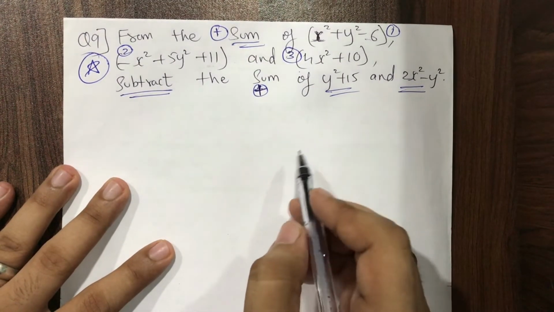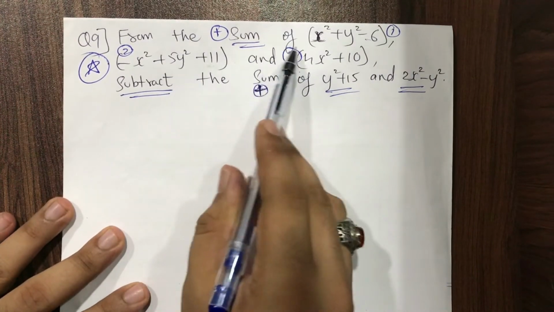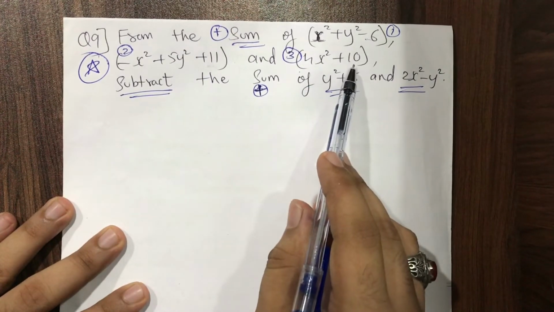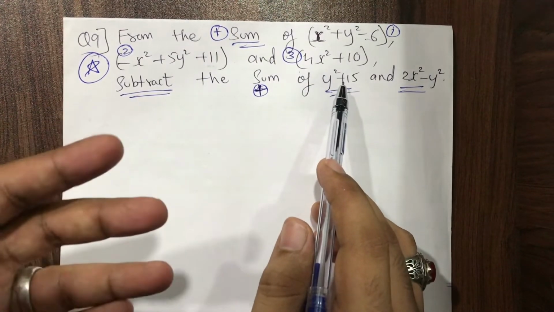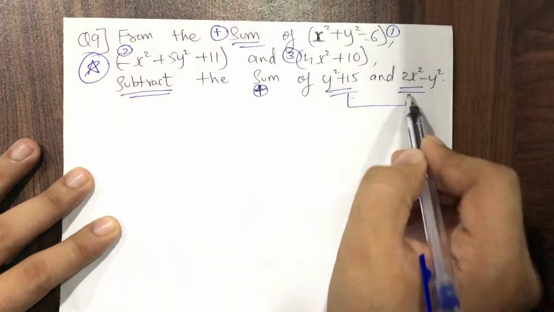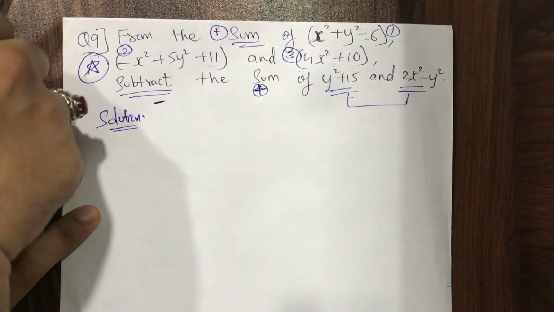Okay, so what's the story? From the sum of, from the addition of this first bracket, second bracket and the third bracket, we need to subtract. What we need to subtract? We need to subtract once again the addition of these two numbers. So I'll write with the red color.